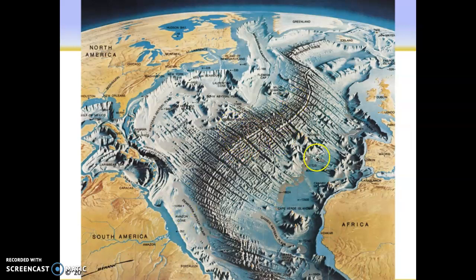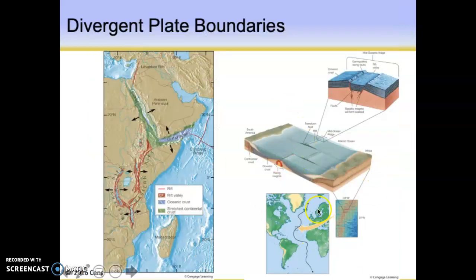As it pulls away from the mid-ocean ridge, or as it pulls away from that rift where all the activity is, it cools down, and as it cools it becomes more dense and it sinks, and it gets covered with sediment. So this is an example of a mature divergent margin that has resulted in the formation of an ocean basin. And so that's what we have right there.